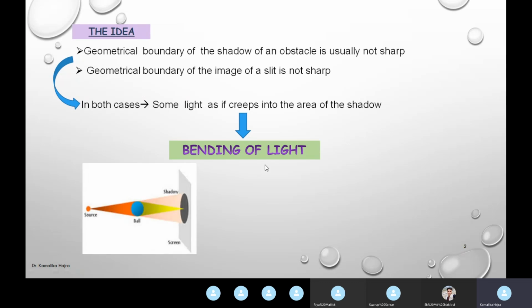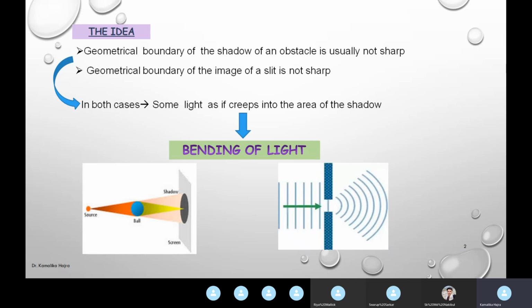So this is a picture of shadow formation, with this as the source, this an obstacle, and this a shadow. Apart from the umbra and penumbra region, which is explained by the rectilinear propagation of light, there is also some pattern observed at the boundary which is not explainable using this theory.